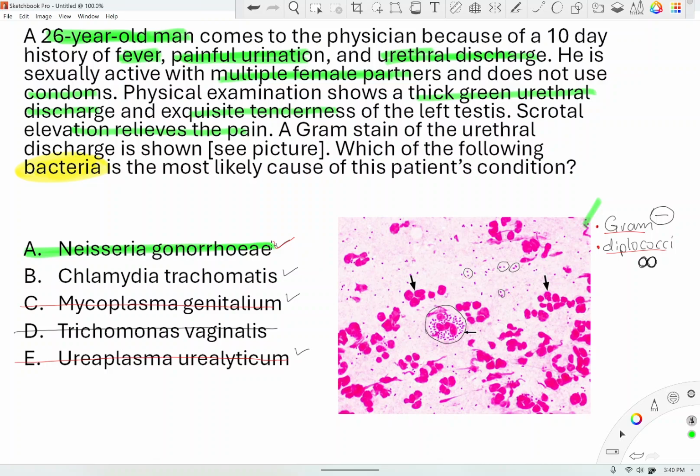I'm going to erase this just to make sense out of it. Okay, I'm going to erase this gram stain. You guys already know it, but let me do something else. What else can I do? I think I can do this.